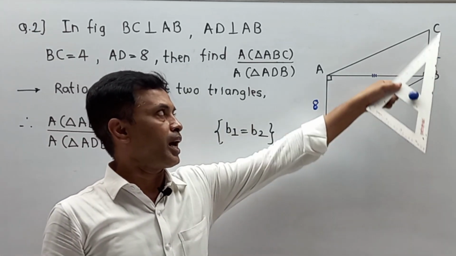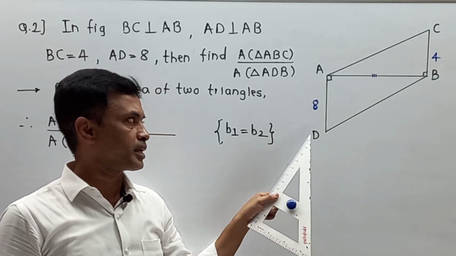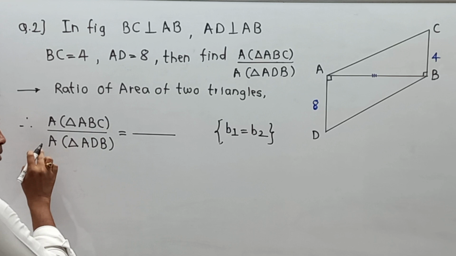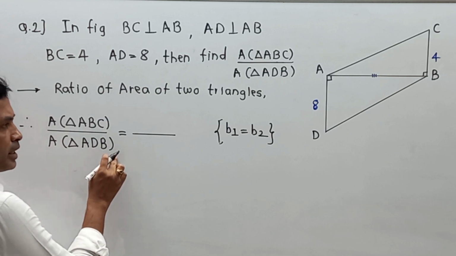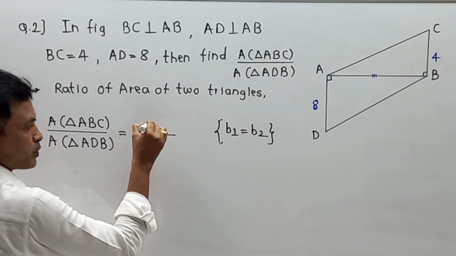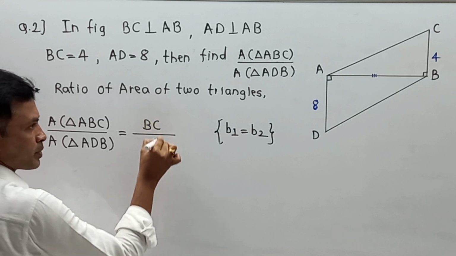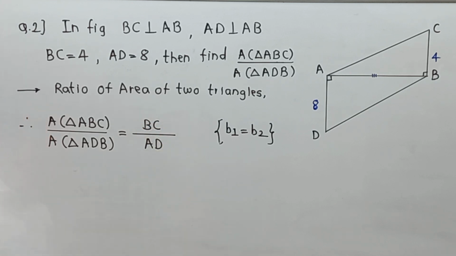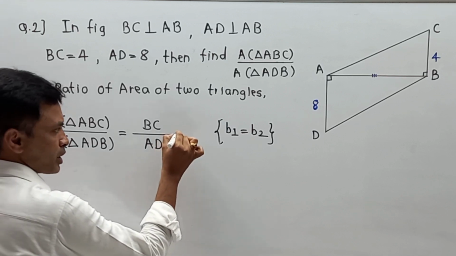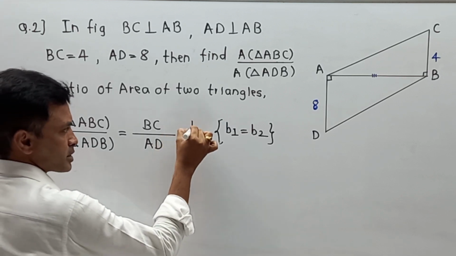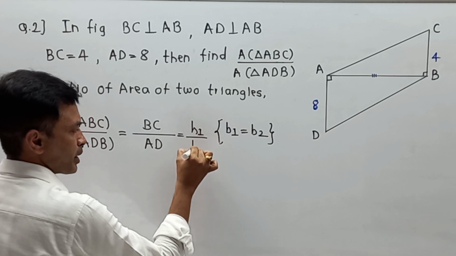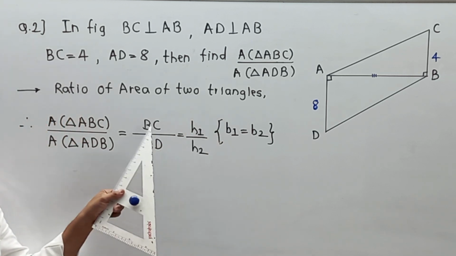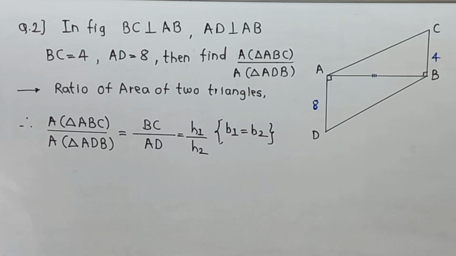For the first triangle, height is BC. For the second triangle, height is AD. That becomes area of triangle ABC upon area of triangle ADB is equal to height of first triangle, that is BC, and height of second triangle, that is AD. If I want to take a simple ratio, you can also write height of first triangle divided by height of second triangle, then there is no problem. The meaning of H1 upon H2 or BC upon AD remains the same.